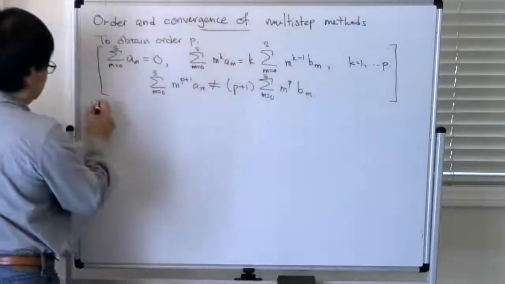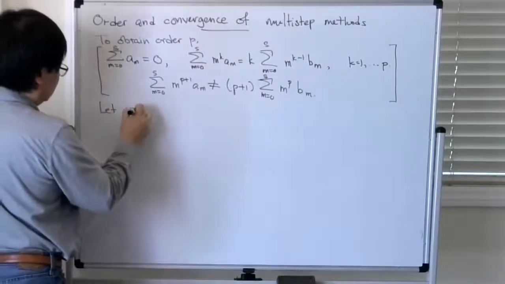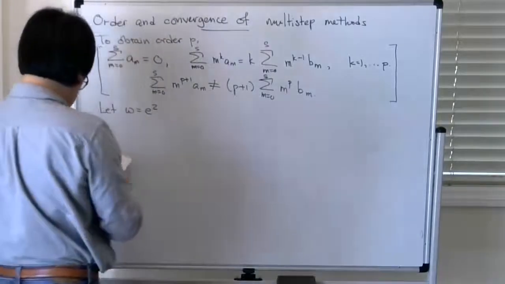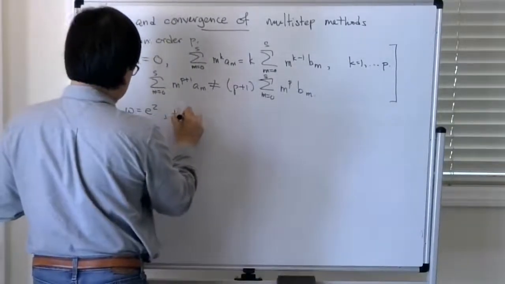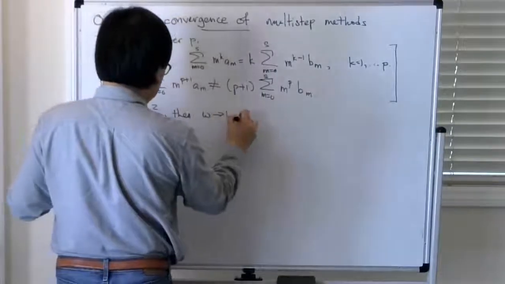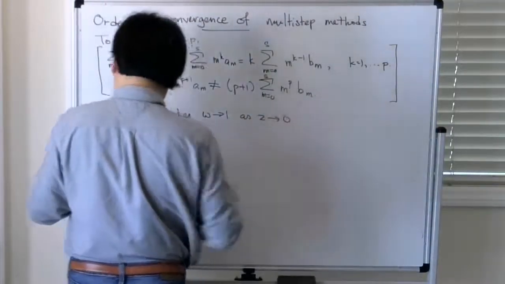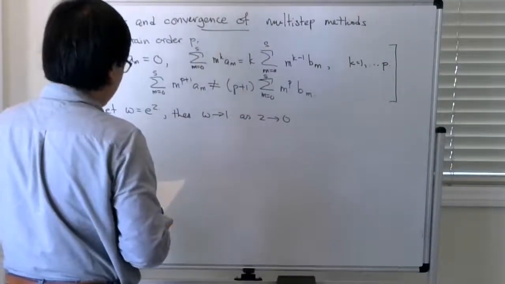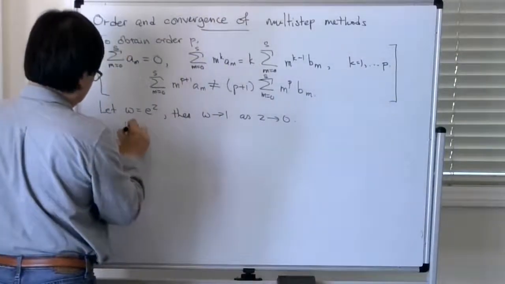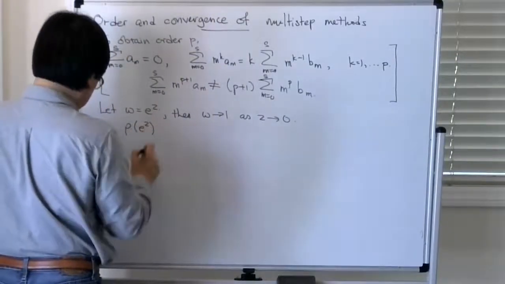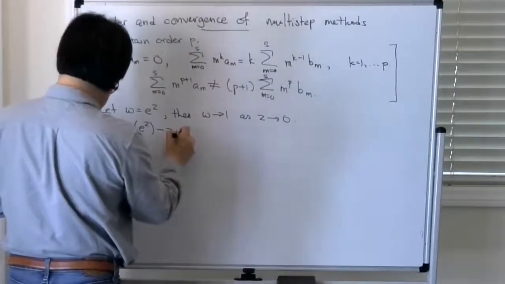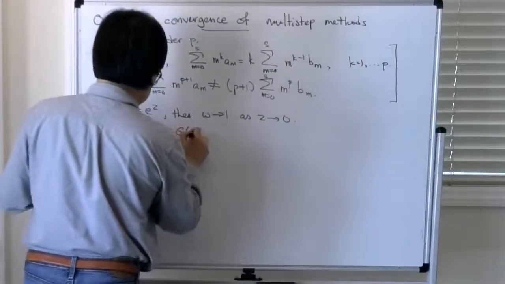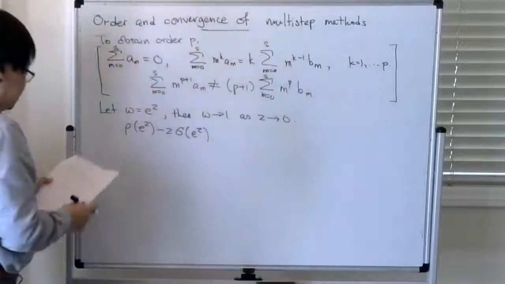All right. So I introduce a new variable. Let w equal e to the z. Then w tends to 1 as z tends to 0. So I'm going to write down this condition, rho of e to the z minus z sigma of e to the z, and see what you get.